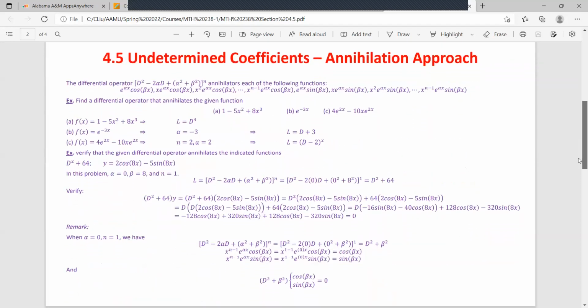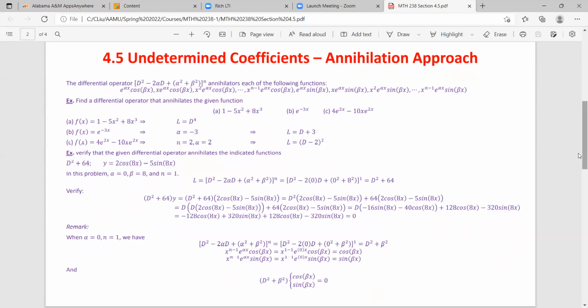So that's the second example. Let's just do another example, okay? This time we need to verify that the given differential operator annihilates the indicated function. So the first operator is d squared plus 64, and the function is y equals 2 times cosine 8x minus 5 sine 8x.